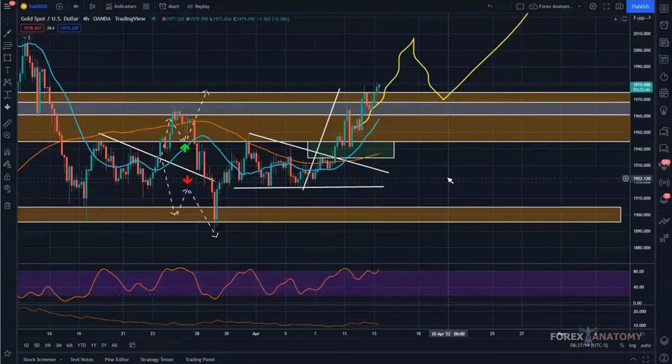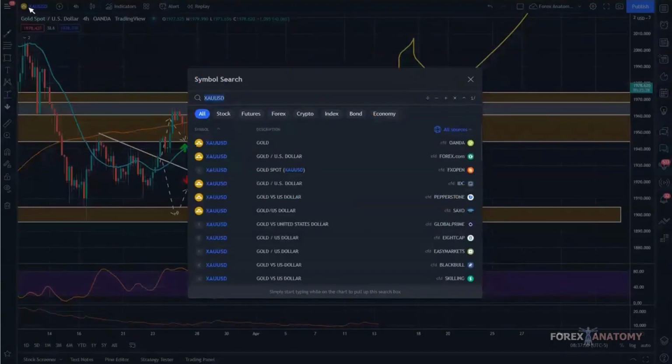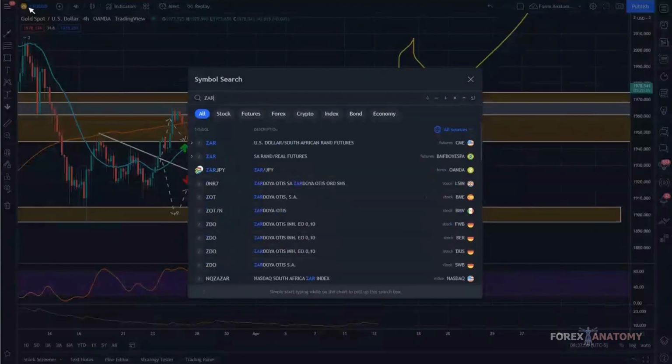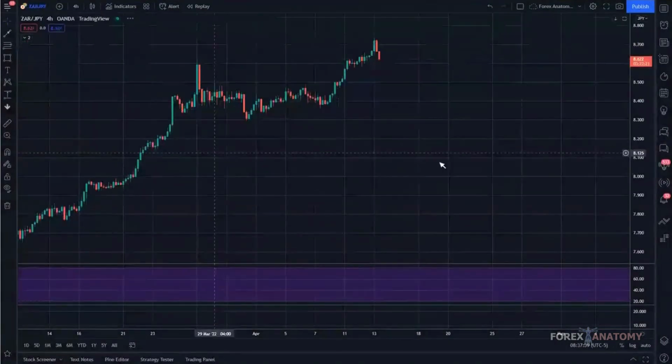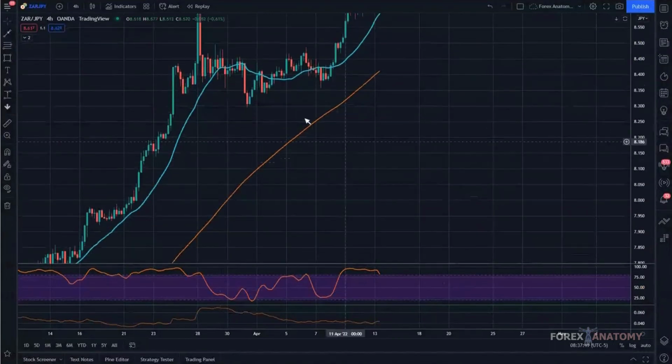Also look at other mining economies, because those mining economies are going to benefit as well. Like we talked about the Australian dollar, that's going to benefit because of gold, but also the South African rand. The South African rand has been moving. As a matter of fact, let me do ZAR to JPY, South African rand against the Japanese yen. And what we can see here is that this is the 4-hour chart.